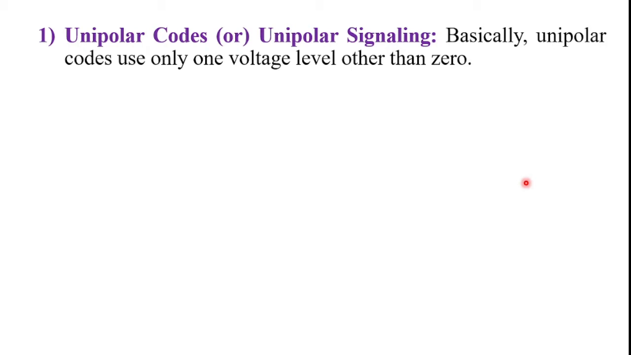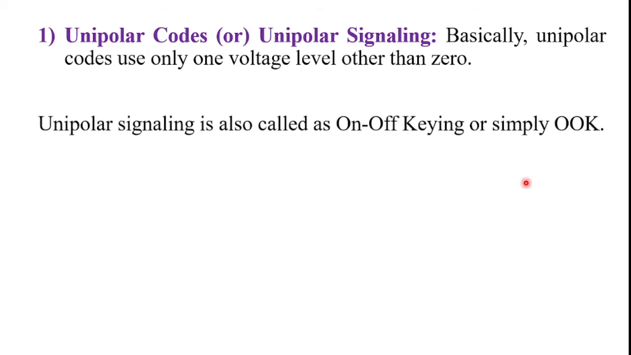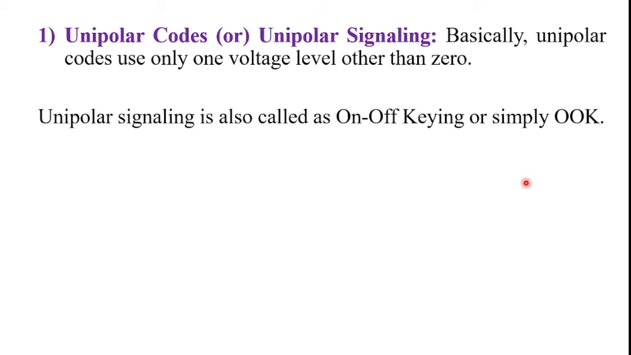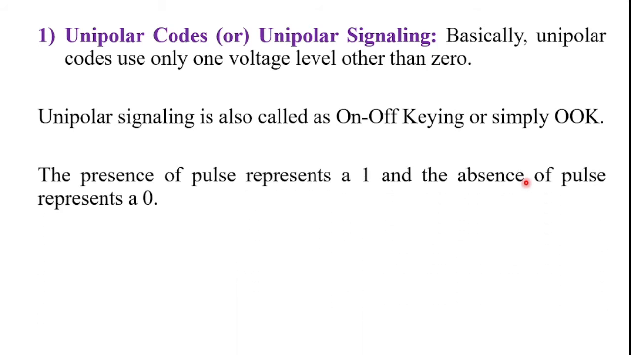Unipolar codes are very simple and primitive and are almost obsolete nowadays. Unipolar code or unipolar signaling is also called on-off keying, which is simply represented as OOK. So OOK stands for on-off keying.